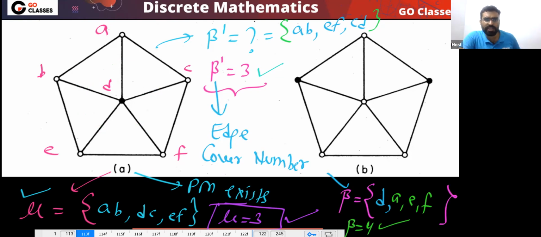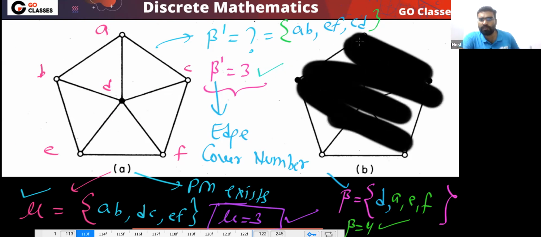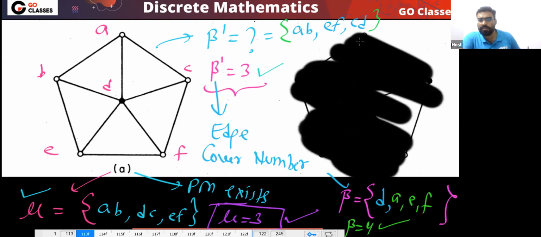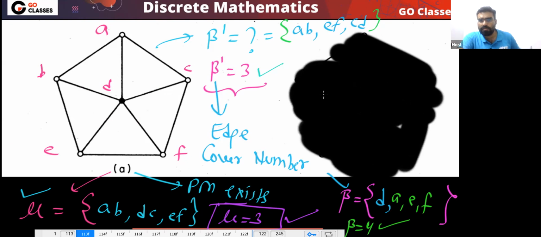So if beta is 4, then what is alpha? You can notice that beta is 4. So then alpha, independent set, alpha. Here you have 6 vertices, so that will be 2. Alpha will be 2.